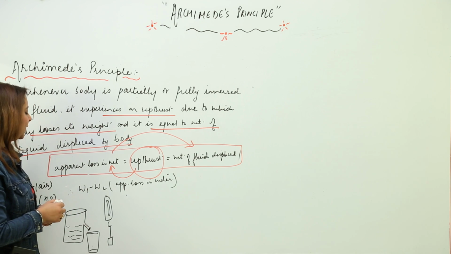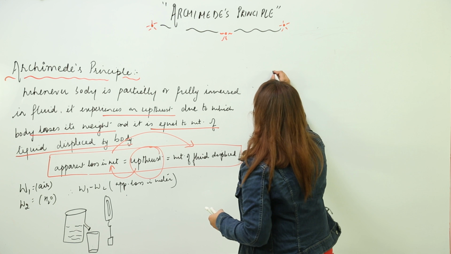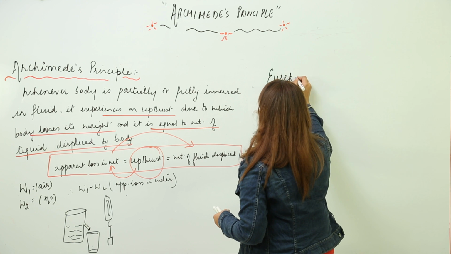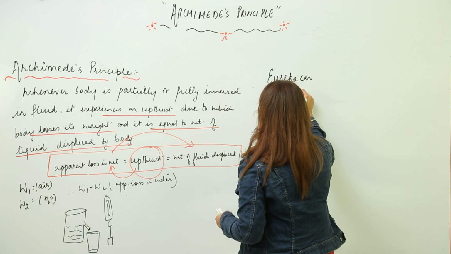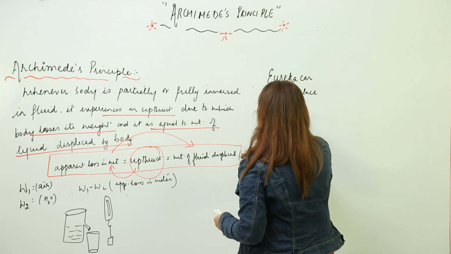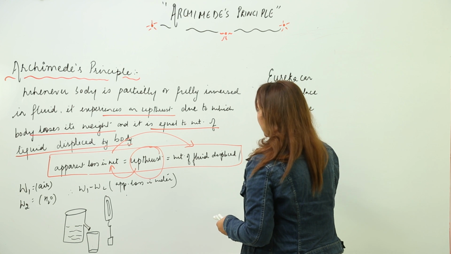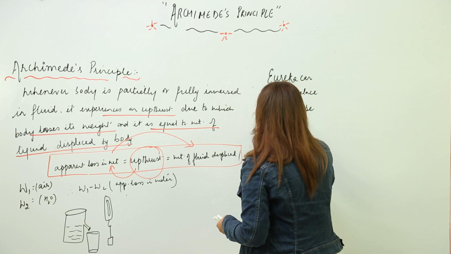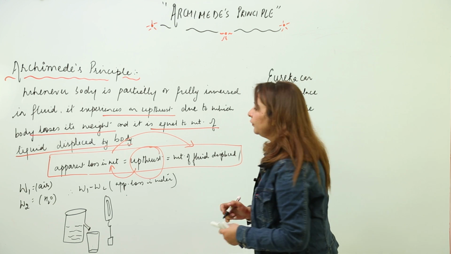Now we are going to see this with an activity. For this we need a few things. We need a Eureka can, we need a spring balance, we need a metal block or a metal cube, and we need one more can. So this is what is needed.